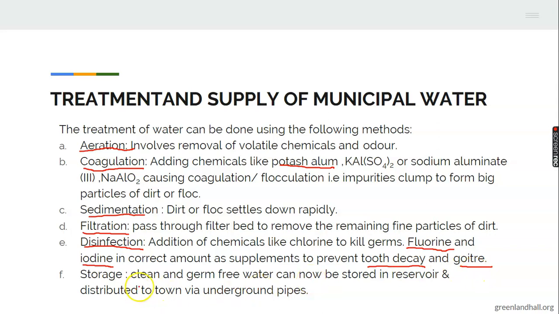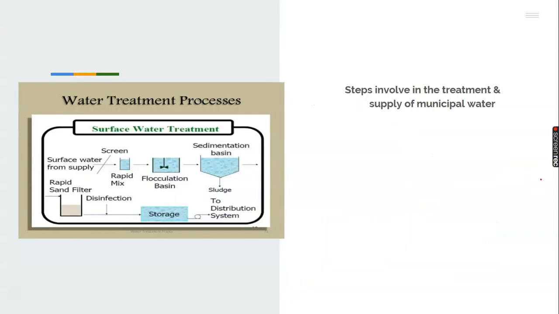So the last stage of this treatment and purification is storage. We have to store this. After the disinfection, our water is free, that means it's clean and germ free, and we can now store it in a reservoir and distribute it to the town via underground pipes. That last stage is called storage, where you store it in a reservoir.